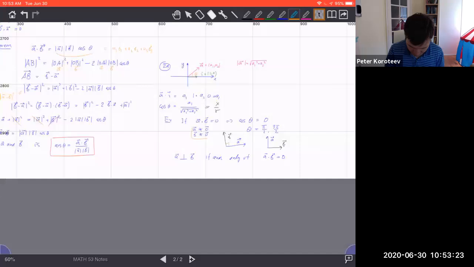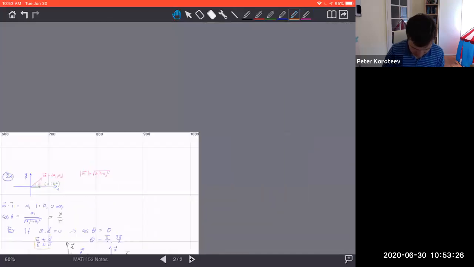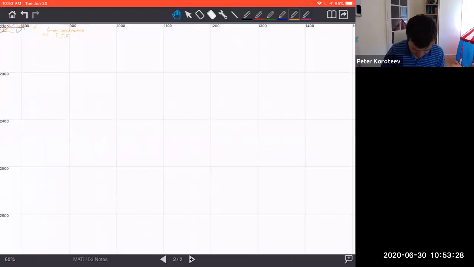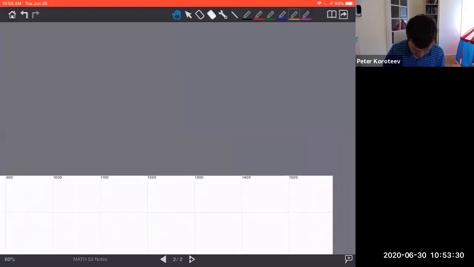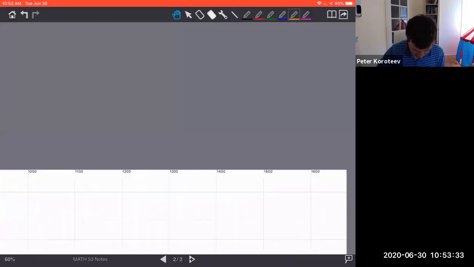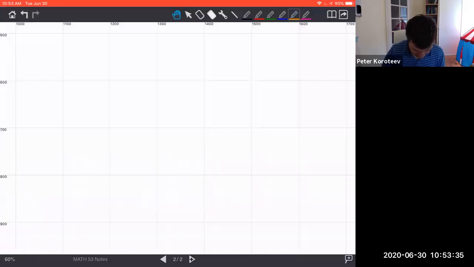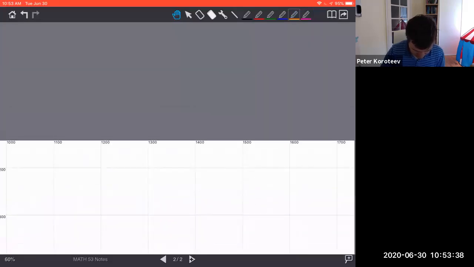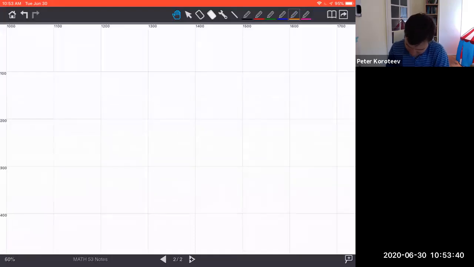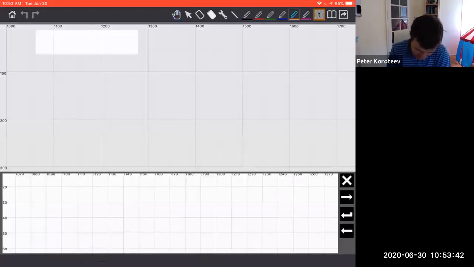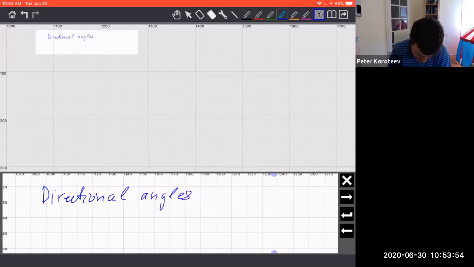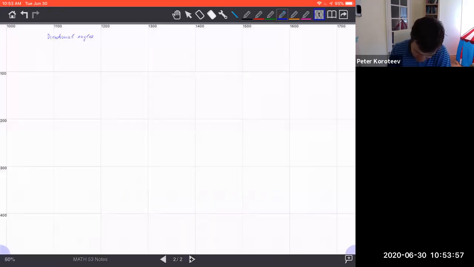Okay, now let me move off to a new page. I believe I forgot to upload the slide, but okay. Now let's talk about another application. These are directional angles.